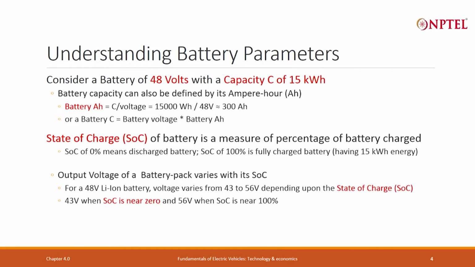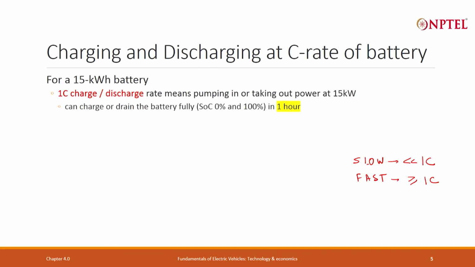So, the output voltage, if I take a 48 volt battery, will vary depending on the state of charge of the battery. It can go down to as low as 43 volt, depending on the way the battery is designed, when it is at 0%, and can go to 55, 56 volt when it is close to 100%. So, this is what we have to be looking at all the time.